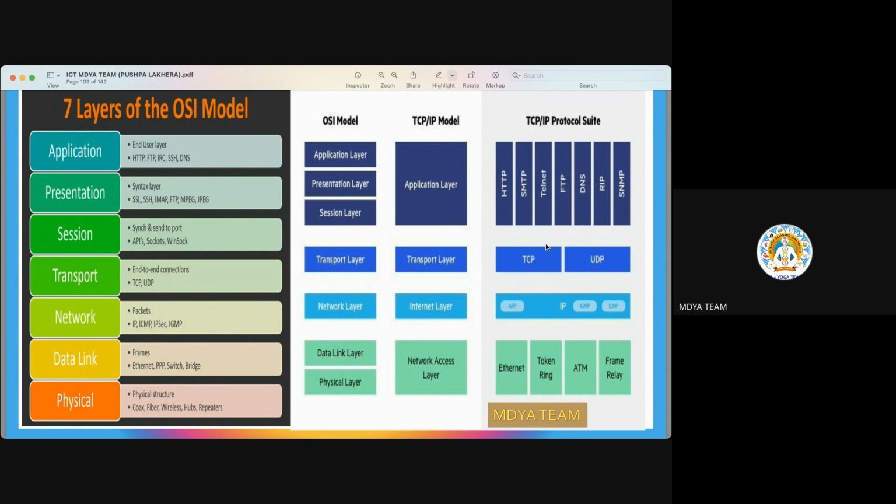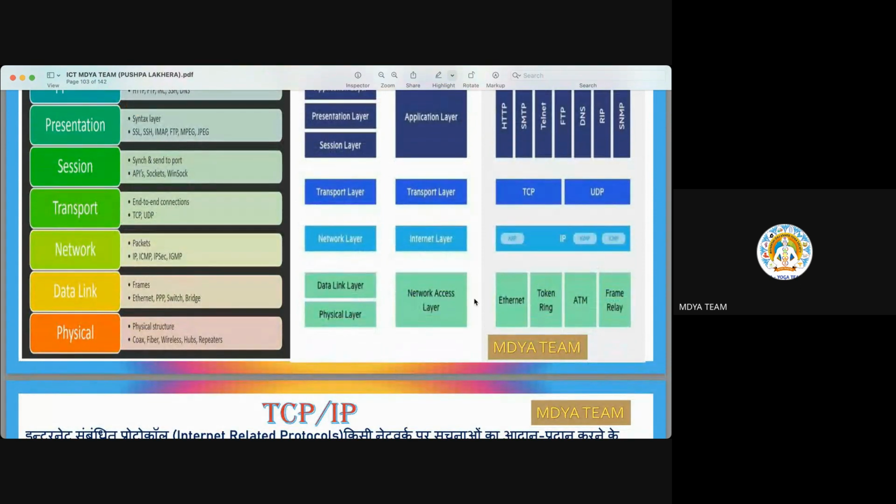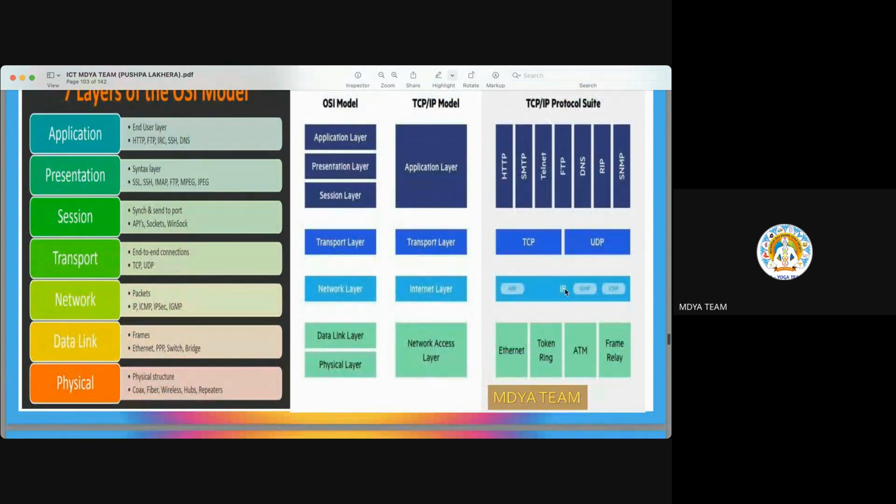And in the transport layer, there are two protocols, TCP and UDP. You should remember the full names of both TCP and UDP. UDP is User Datagram Protocol. And for the network access layer, through Ethernet, token ring, ATM, and frame relay, network access can be done. In the internet layer, the address will be there, which address you want to access through the internet.